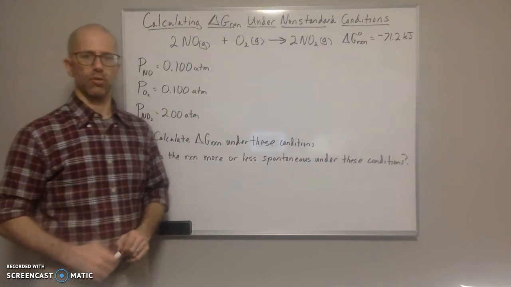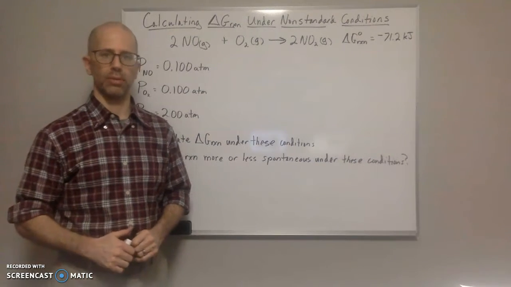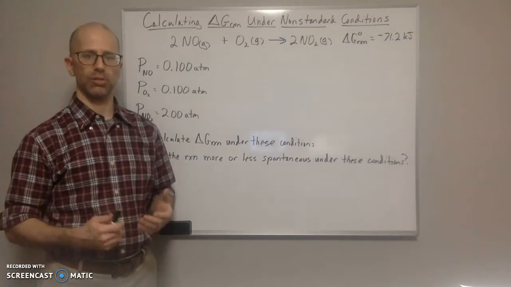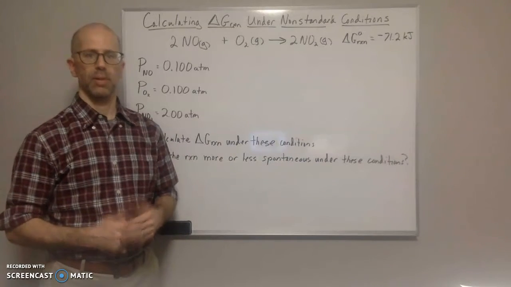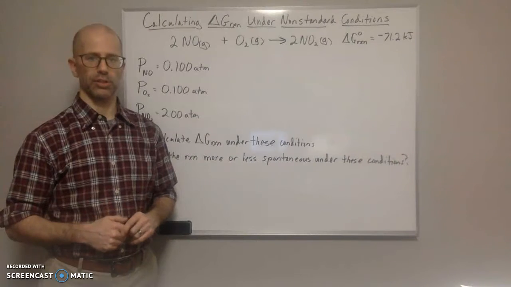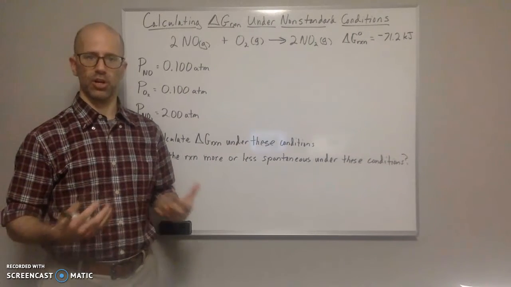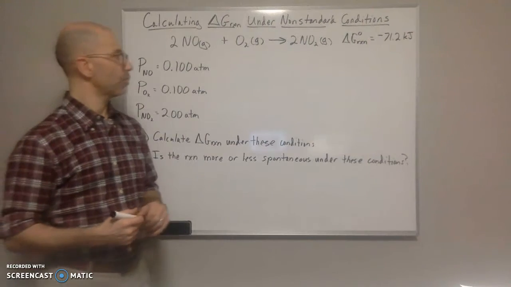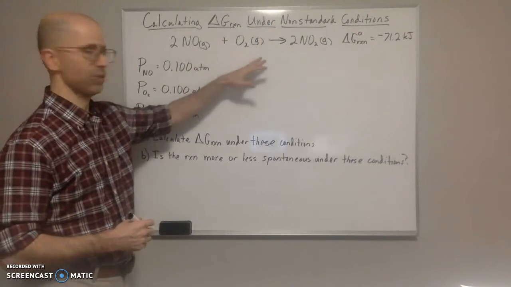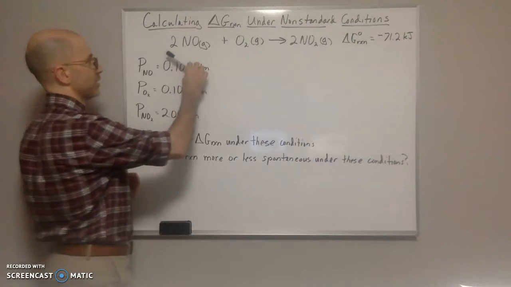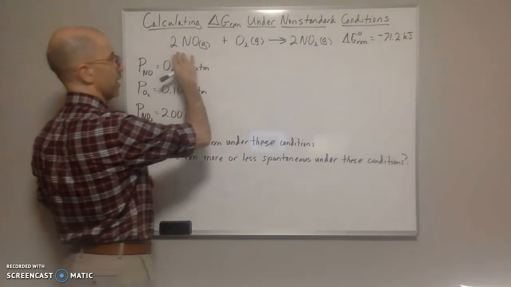My name is Mr. Cobalt, and in this video I'm going to be showing how to calculate the delta G of a reaction under non-standard conditions. So what do you do when you're given conditions that are non-standard? Here's a problem we're going to be given.